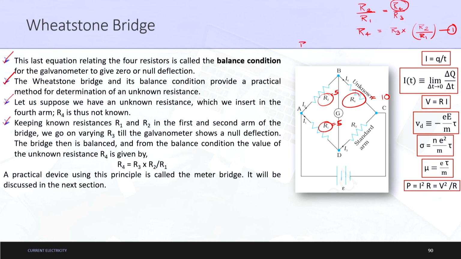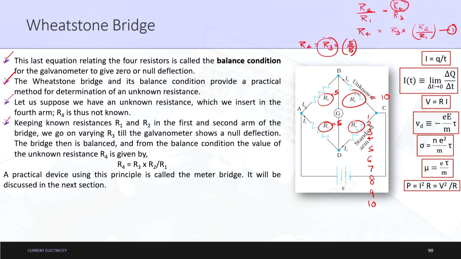So, therefore, R4 will be nothing but R3 into 5 by 5. Hence, we will start varying R3. We go with 1, then 2, then 3, then 4, then 5, then 6, then 7, then 8, then 9. Till these all points the galvanometer was showing a deflection in the needle. At 10 the galvanometer needle won't deflect, and hence finally we got the balance condition.